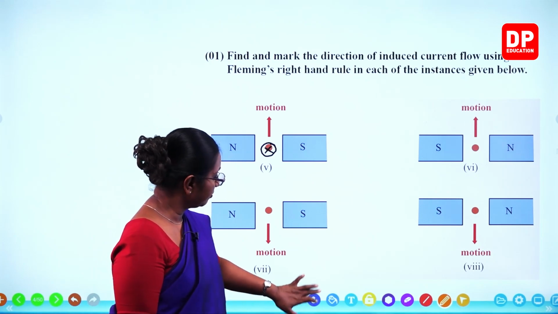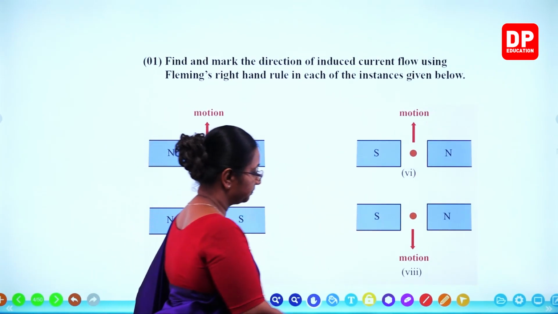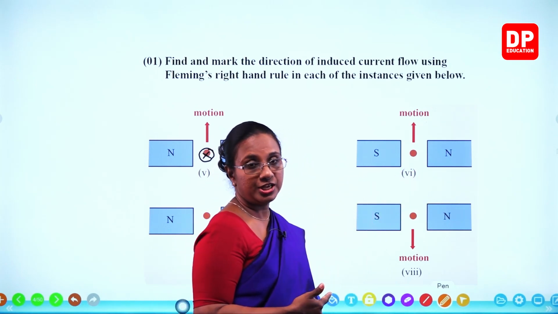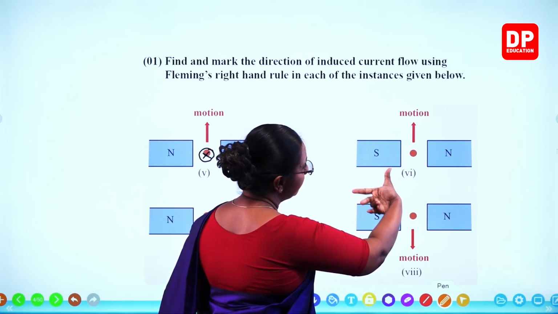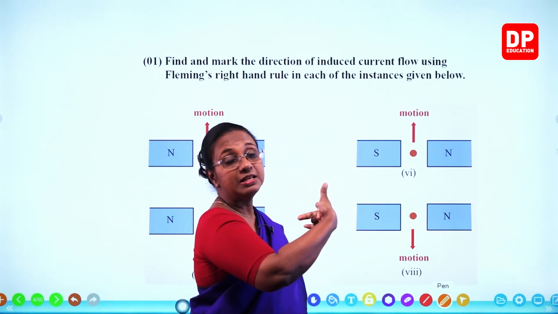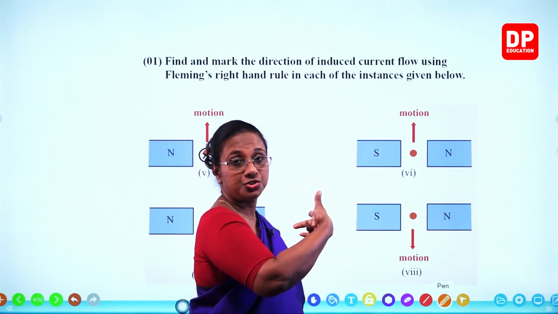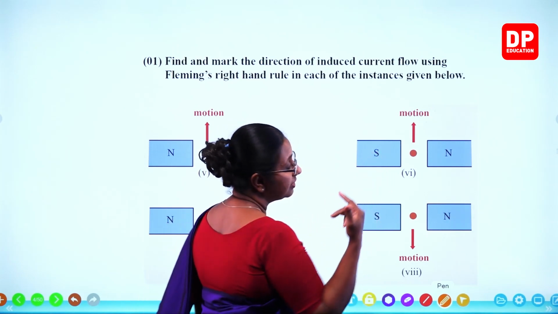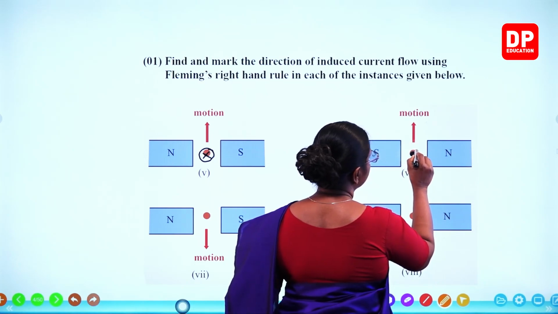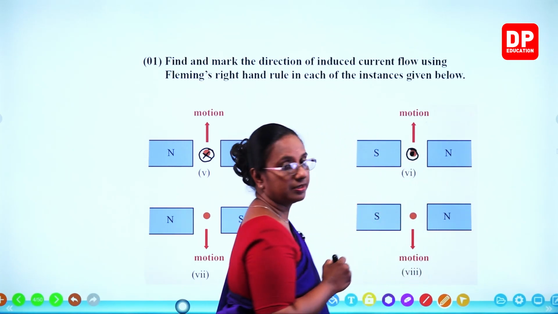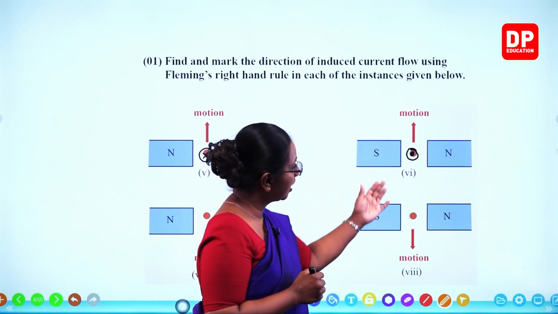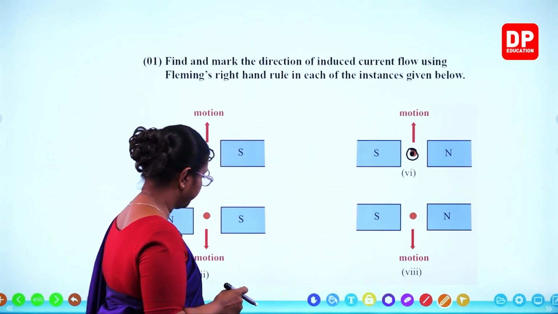Then, if we look at the fourth instance. Now here the field has changed. So field is this way, motion upwards. So the middle finger points towards you all. So that means current is flowing out of the board. So here it's going to be a dot and a circle. That's how we indicate the current flow coming out of the board.